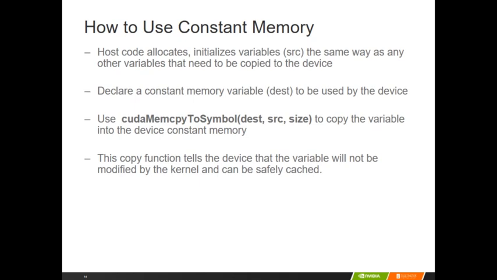The important part is that after the declaration, we need to use cudaMemcpyToSymbol to copy the host variable SRC into the constant memory variable DST, and we need to specify the size. And this special CUDA function tells the device that the variable will not be modified by the kernel and can be safely cached for efficient use by the kernel code.